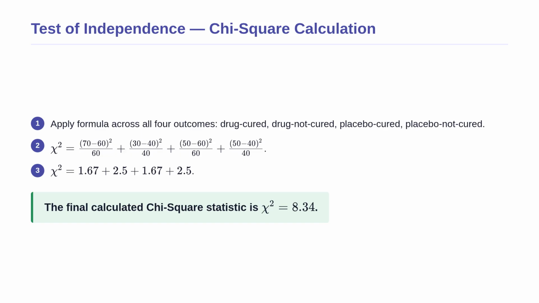For a 2x2 table, the degrees of freedom is 1, making our critical value 3.84. Since 8.34 is much larger, we strongly reject the idea that the drug and the cure rate are independent. The new drug genuinely works.